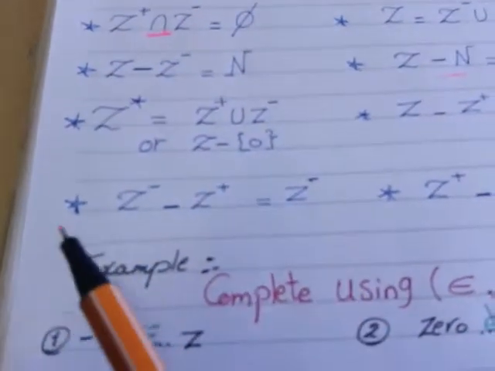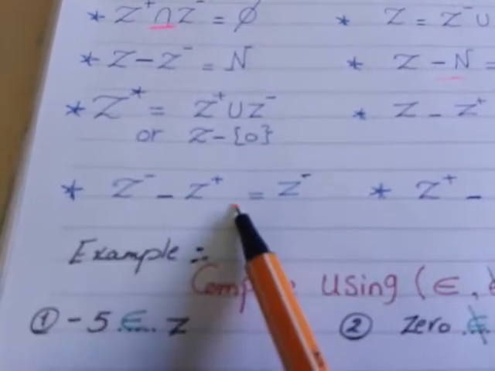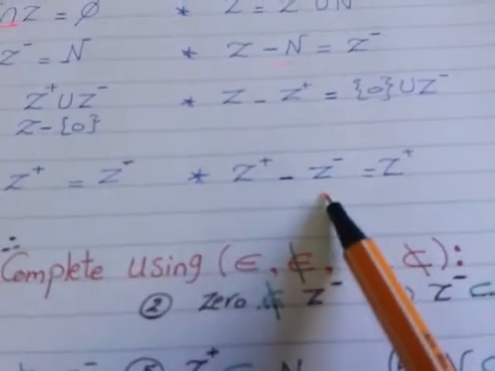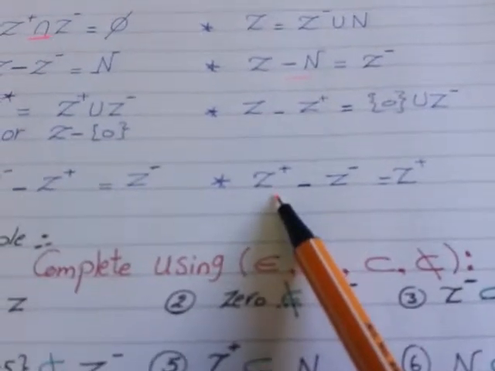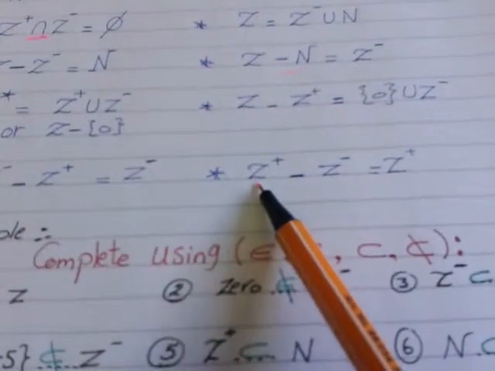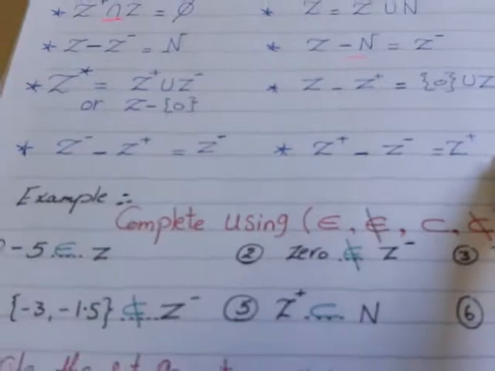Because what is in the first, not in the second: all the negative numbers in the negative set, but not in the positive set, so negative. And here, what is in the first, not in the second? The first here is Z positive, which is 1, 2, 3, 4, 5, 6, 7, 8. What is not in the negative numbers? All of the positive numbers, so the answer is Z positive.